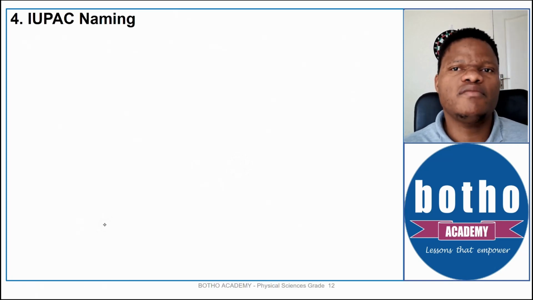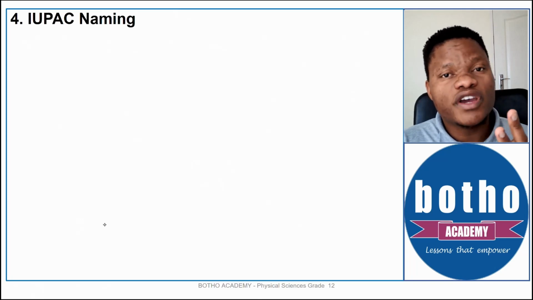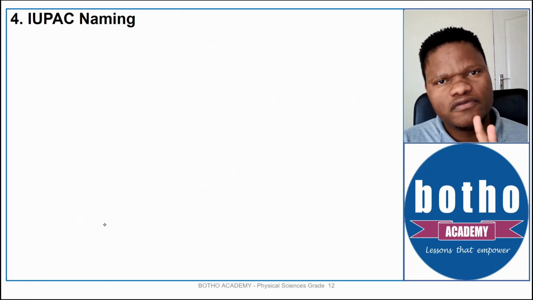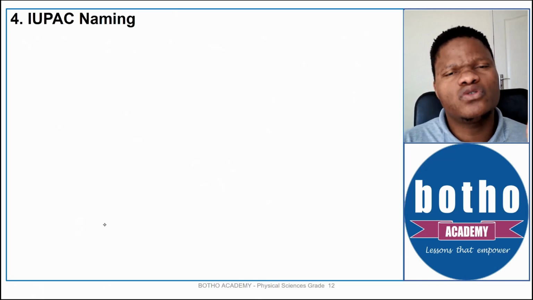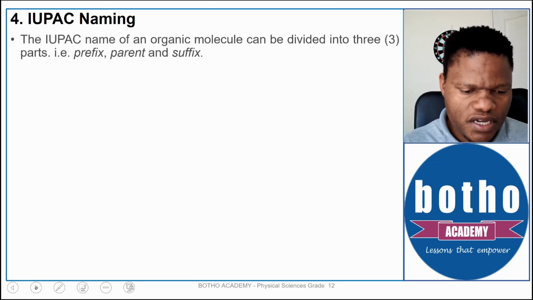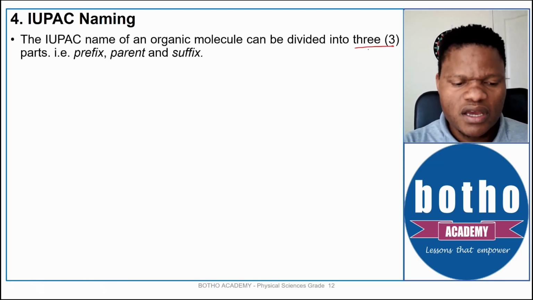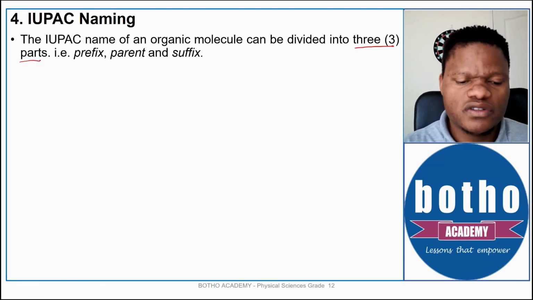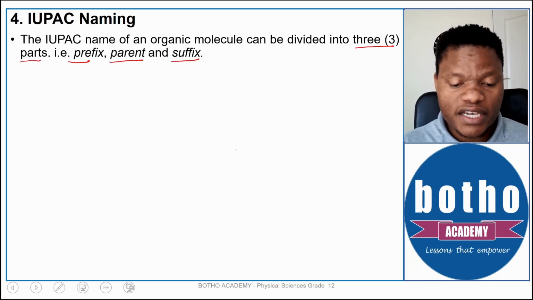IUPAC naming. Remember, so far we know 3 ways of representing organic compounds. We can either use one of the 3 formulae that we spoke about earlier on, where we have a structural formula, a molecular formula, and a condensed structural formula. But also an organic compound can be represented by using an IUPAC name. So the IUPAC name of an organic molecule can be divided into 3 parts. The first part is the prefix, followed by the parent, and lastly the suffix of the name. So that name is divided into 3.